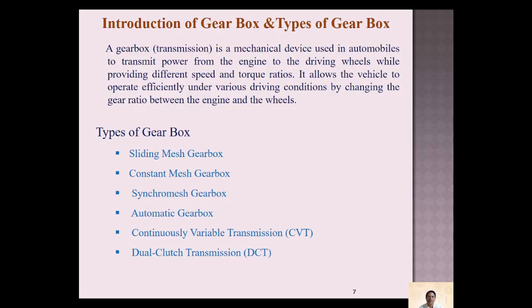Then, introduction to gearbox and types of gearboxes, that is what we are going to see now. A gearbox is a mechanical device used in automobiles to transmit power from the engine to the driving wheels while providing different speed and torque ratios. It allows the vehicle to operate efficiently under various driving conditions by changing the gear ratio between the engine and the wheels. The types of gearbox are sliding mesh gearbox, constant mesh gearbox, synchro mesh gearbox, automatic gearbox, continuously variable transmission (CVT) gearbox, and dual clutch transmission (DCT) gearbox.